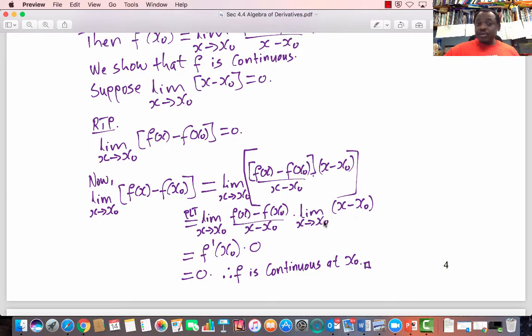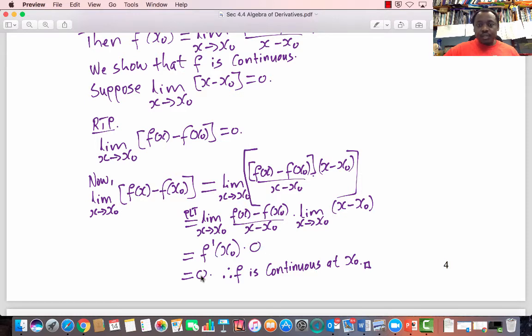But f is differentiable at x naught. So this first component right here is simply f prime at x naught. And from here, we did suppose that the limit as x approaches x naught of x minus x naught equals 0. So all of this is 0. F prime at x naught is a real number. This is 0. And this real number times 0 is 0.